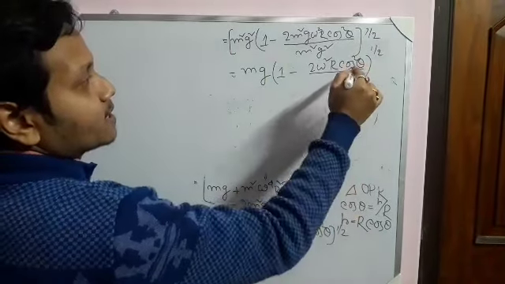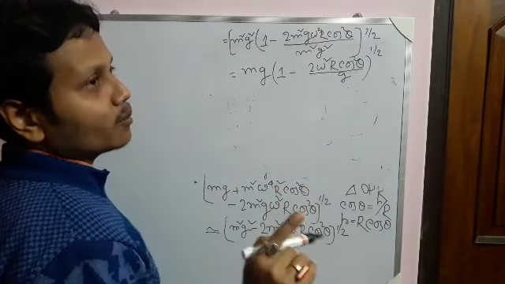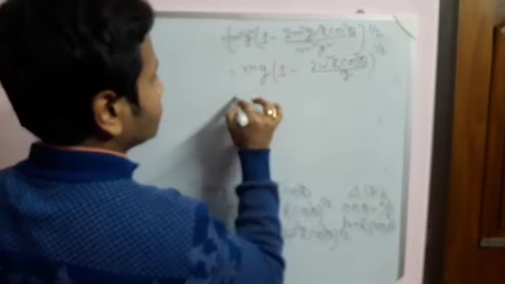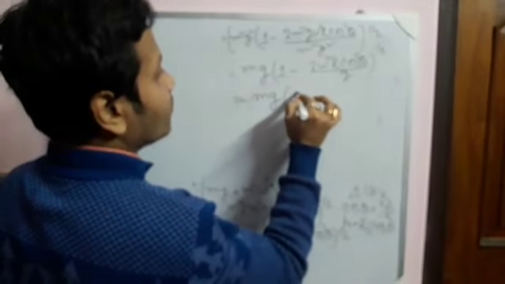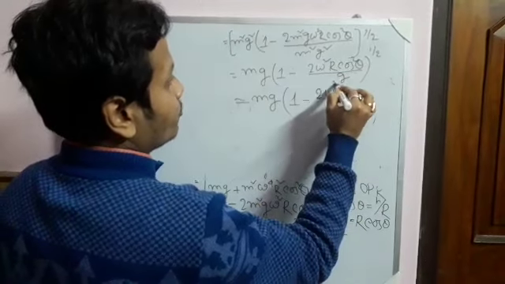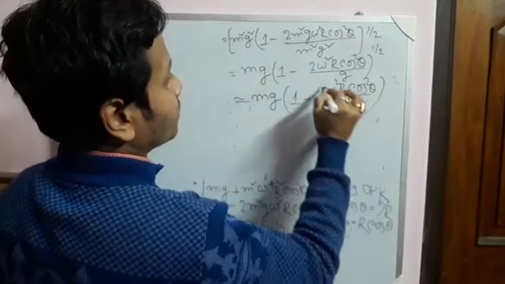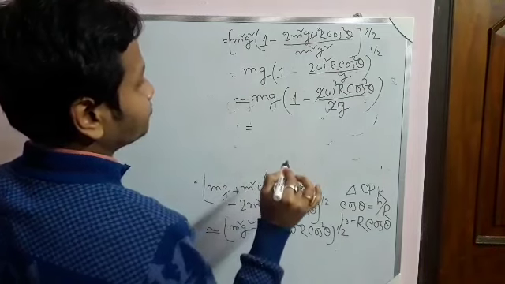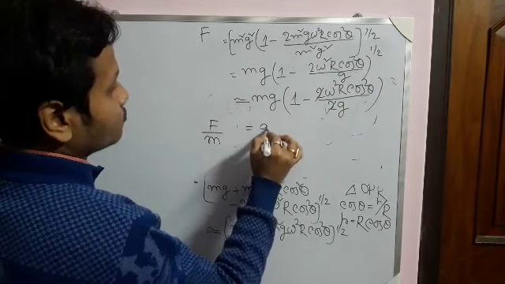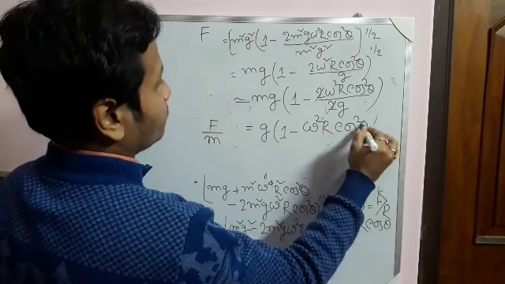Now from binomial expansion we can simplify it, and we know that (1 minus x) to the power n is 1 minus nx plus n into (n plus 1) x square by factorial 2. If we take only the first term, the half comes here, so this is 2 omega square r cos square theta by 2g. The 2 cancels. This is the force, so we get F upon m equals g into 1 minus omega square r cos square theta by g.